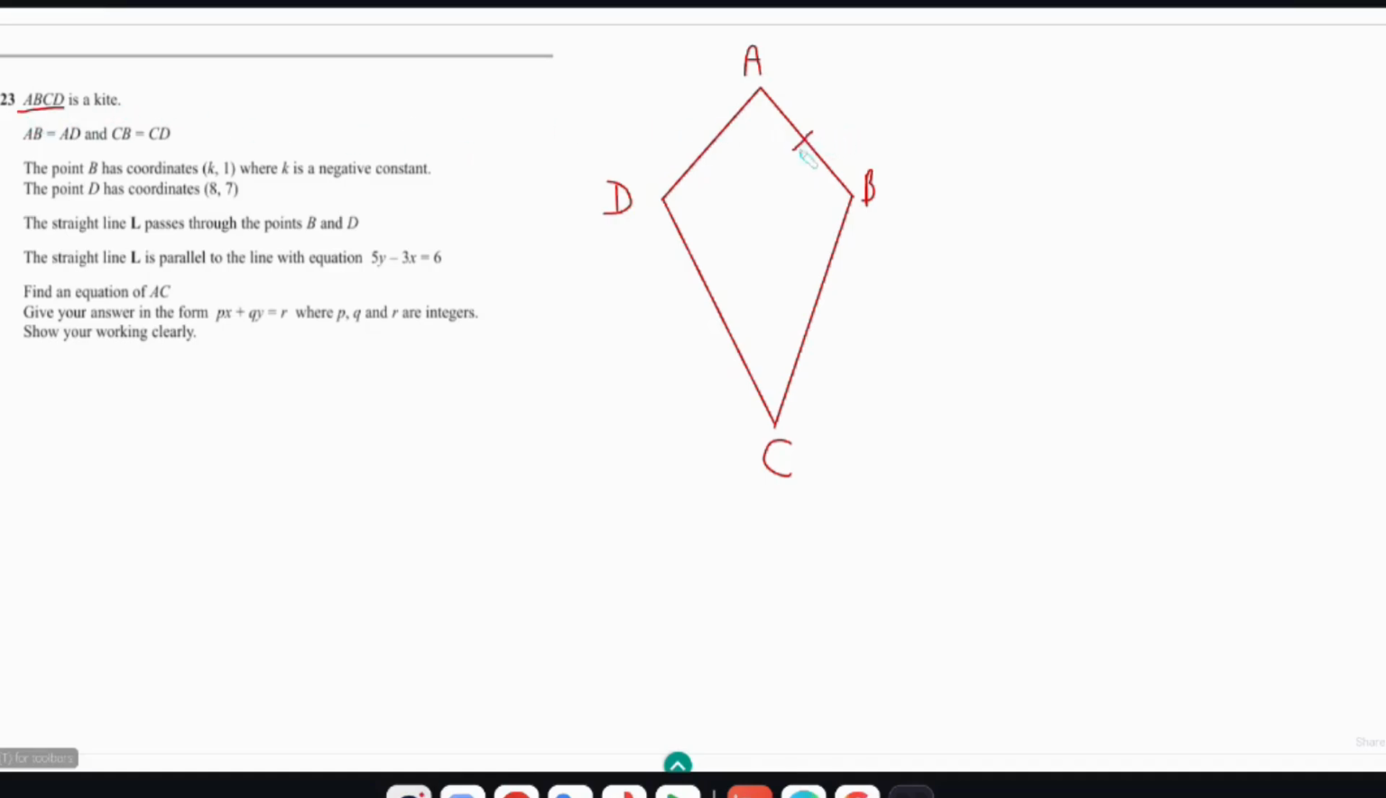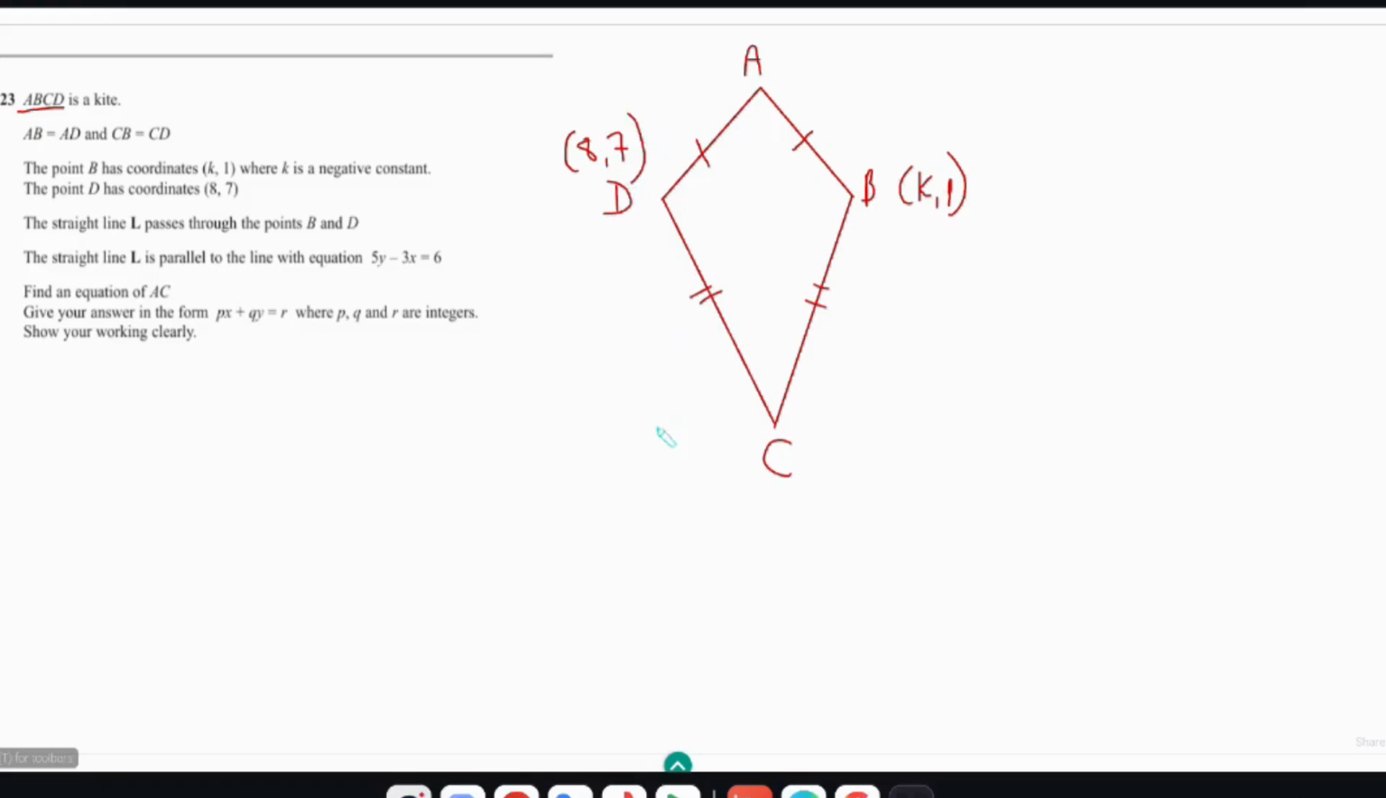AB is equal to AD. CB is equal to CD. Point B has coordinates (k, 1), where k is a negative constant. Point D has coordinates (8, 7).